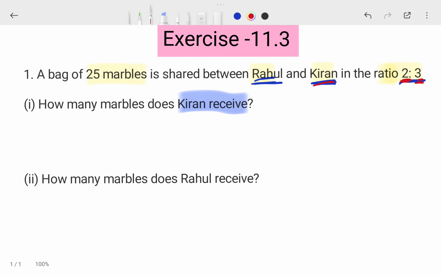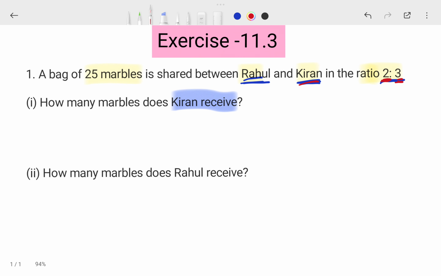It is very simple. What ratio is given? Just add the ratio. The ratio 2:3 is given, so let's add this. If you add this, it is 2 plus 3, which is going to be 5.